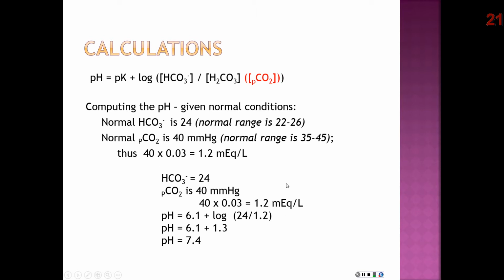This is the first part here. So now I've put it in the equation. pH is equal to, remember, pK is 6.1. So I plug that in, plus the log, and then here are those two values in the parentheses: 24, which is what I said the HCO3 was, and 1.2, which is really what the partial pressure of carbon dioxide is when I take the 40 millimeters of mercury times 0.03, I got a 1.2.